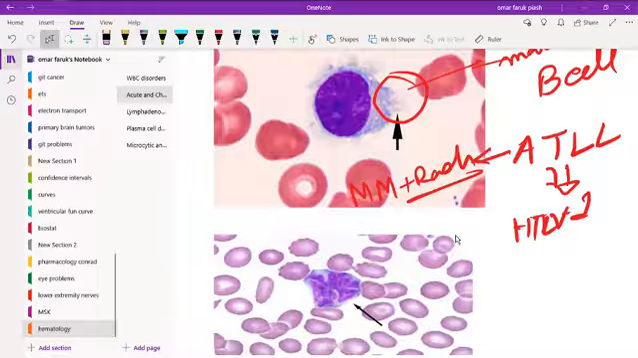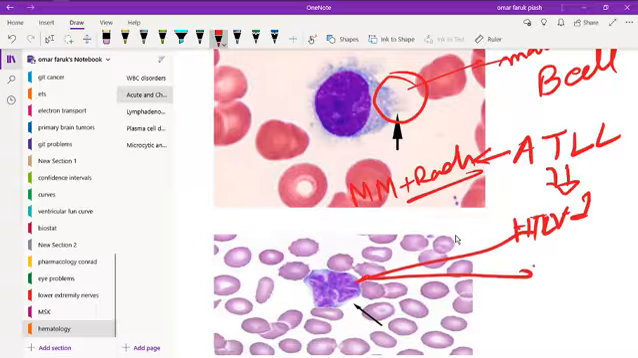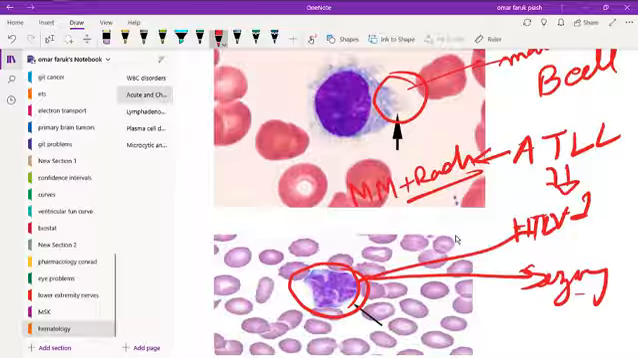The cells can spread to involve the blood, causing Sézary syndrome. This is Sézary syndrome. In Sézary syndrome, there is a characteristic lymphocyte with cerebriform nuclei. This is the cerebriform nuclei.